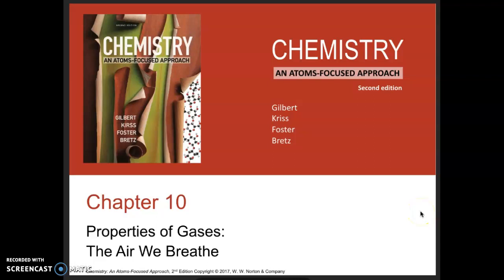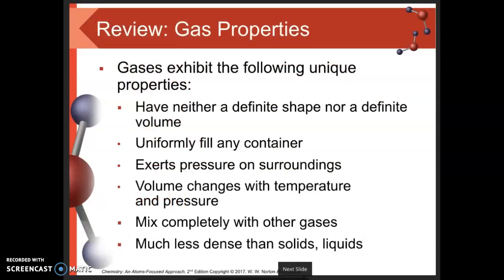In this video, we begin our look into Chapter 10, that is the chapter about gases. To start this chapter, let's review a little bit about what makes gases so unique. Well, we know that gases do not have a definite shape or volume. We know that gases uniformly expand to fill any container that they get put into.